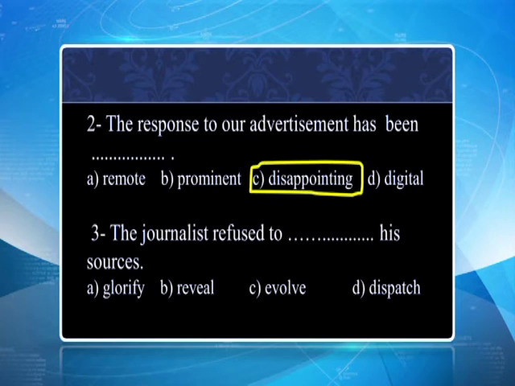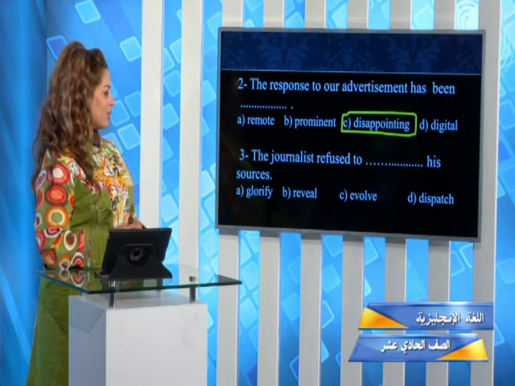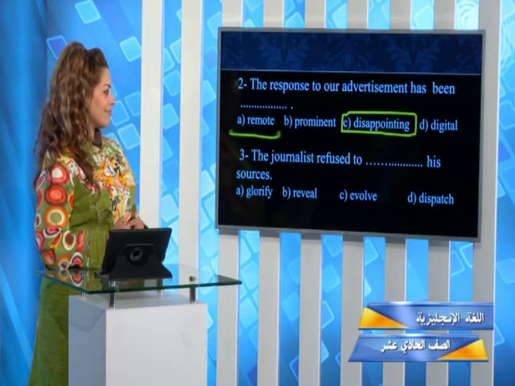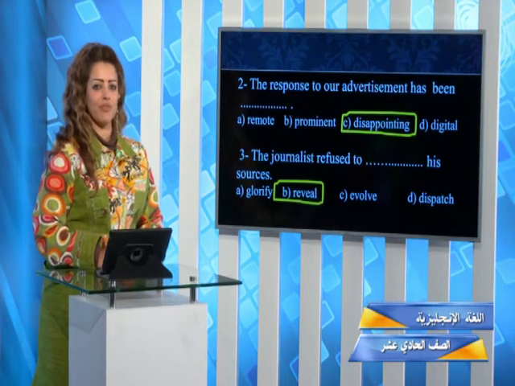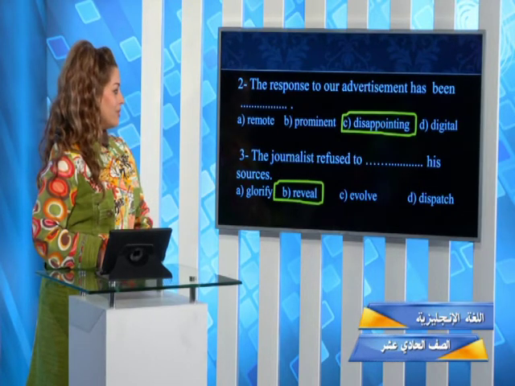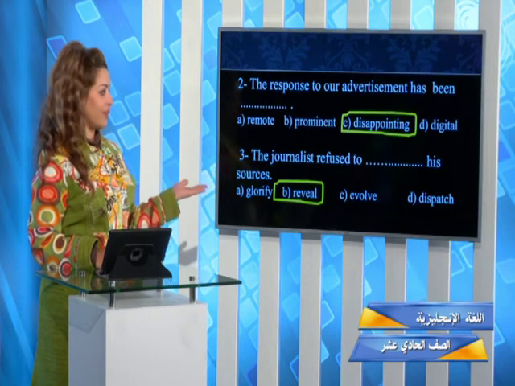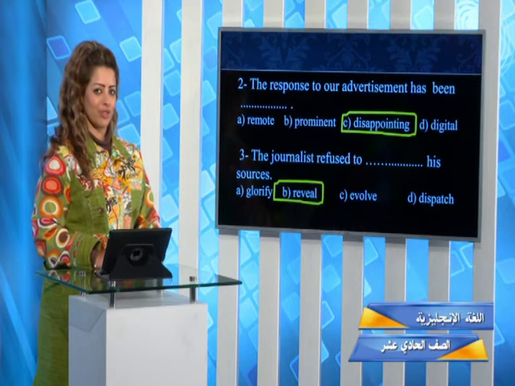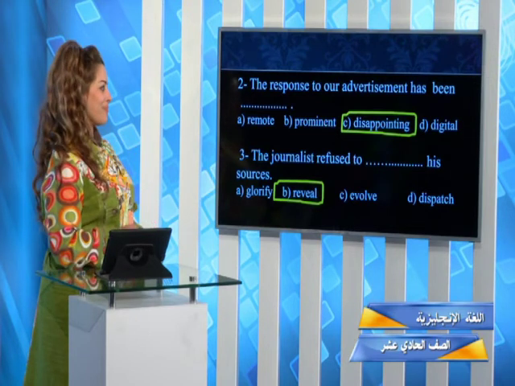Now, let's go to the third sentence. The journalist refused to blank his sources. The journalist refused to glorify, reveal, evolve, or dispatch. Which one? Well done. It's reveal. The journalist refused to make known to others, reveal his sources. Do you understand? I hope you do.